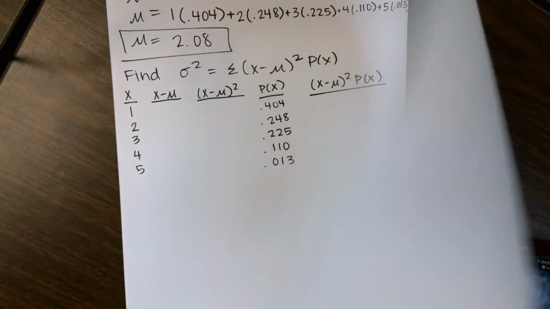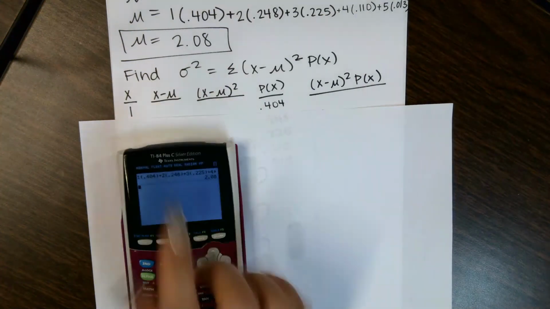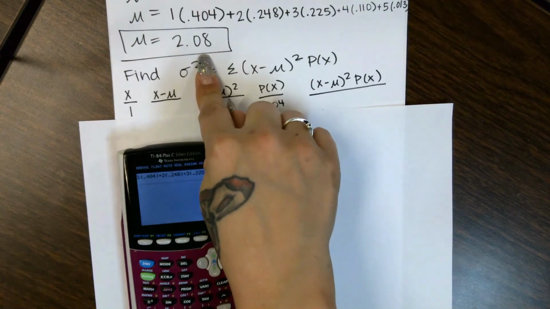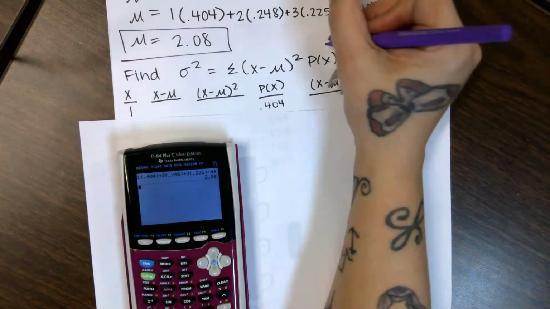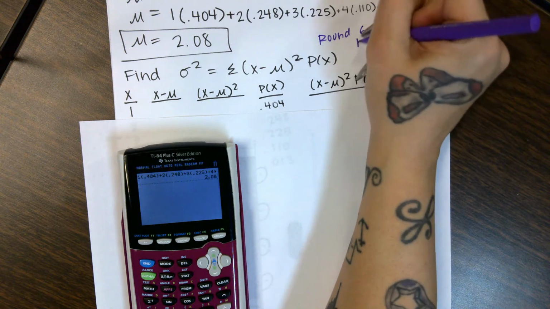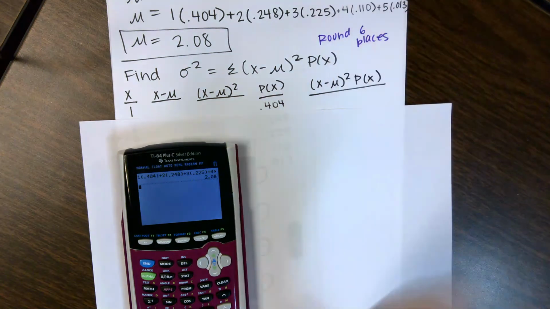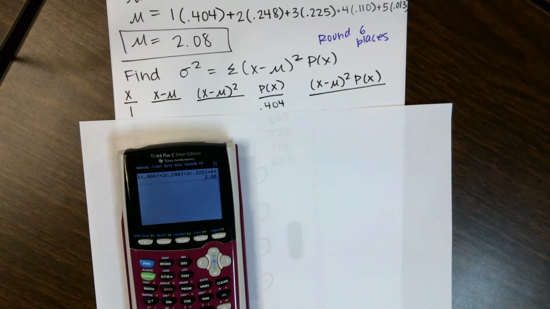Okay. And then now, my mean, 2.08. Oh, y'all, add right here. Round 6 decimals, sorry. Round 6 places, round 6 decimal places, round however you want to call it. Okay. So I'm going to clear my calculator.